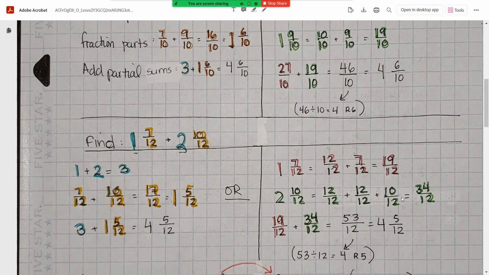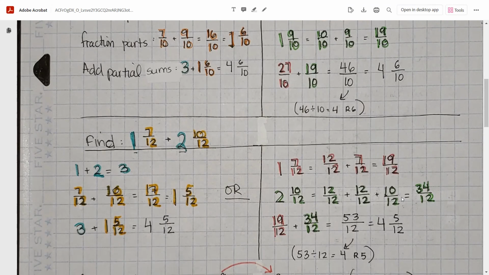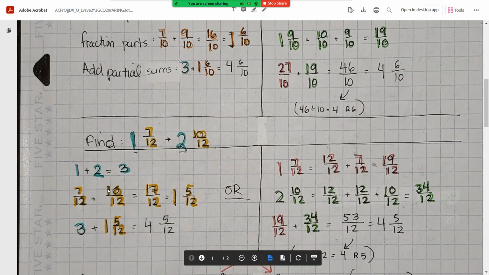My next example, I put down find 1 and 7/12 plus 2 and 10/12. So I added my whole number parts for my decomposing strategy. 1 plus 2 is 3. Then I added 7/12 plus 10/12, which gave me 17/12, which is the same thing as saying 12/12 plus 5/12, or 1 whole and 5/12. I added those parts. 3 whole plus 1 and 5/12 gave me 4 and 5/12. So 3 plus 1 is 4, and then that 5/12 fraction part.